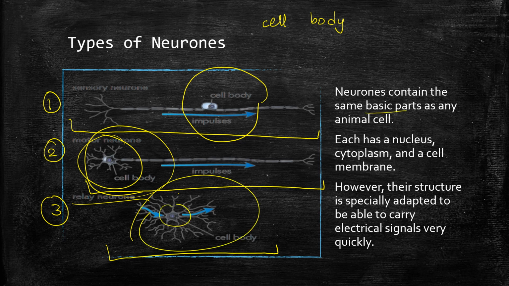Neurons contain the same basic parts as an animal cell. They have a nucleus, a cytoplasm, and also a cell membrane. However, their structure is specially adapted to be able to carry electrical signals very quickly.